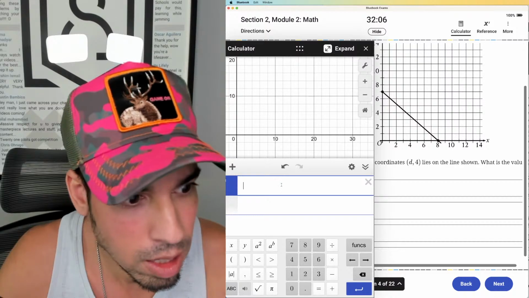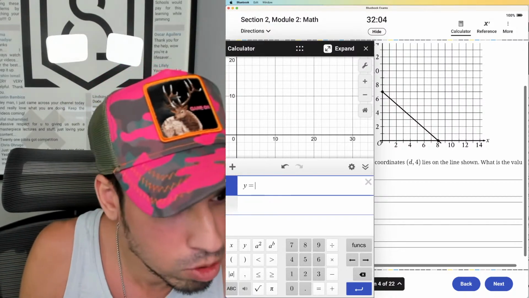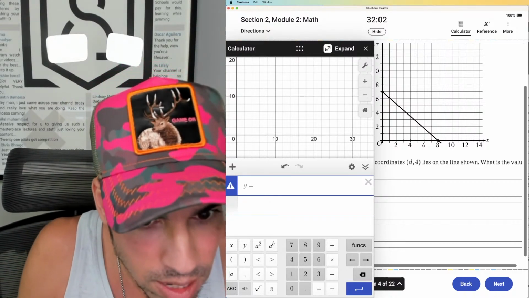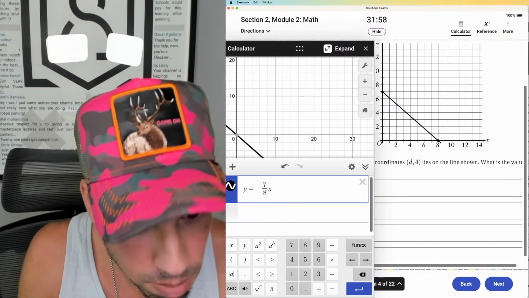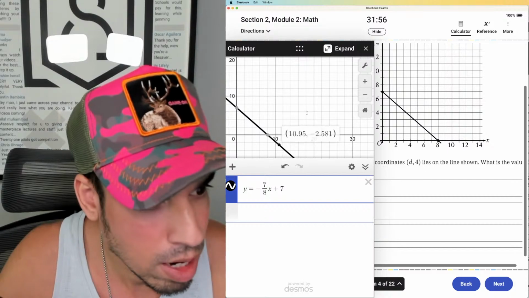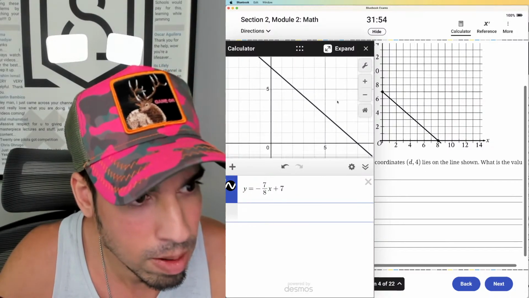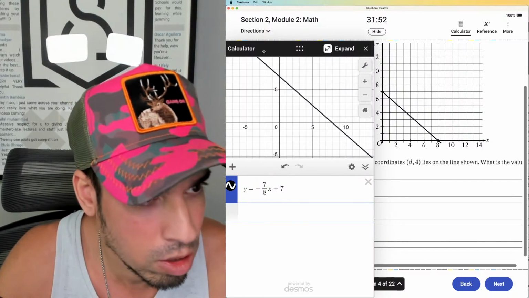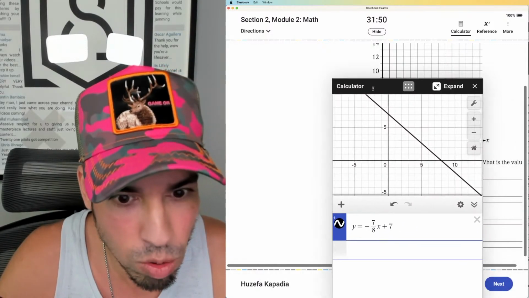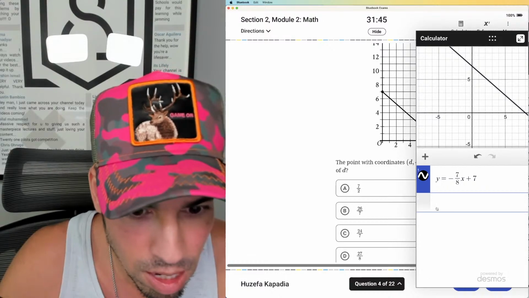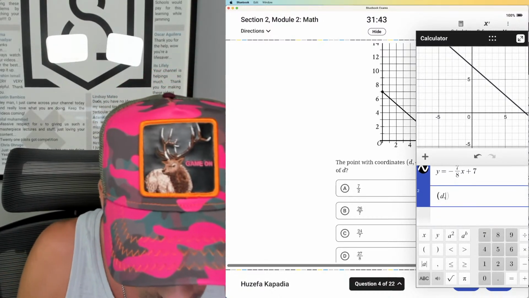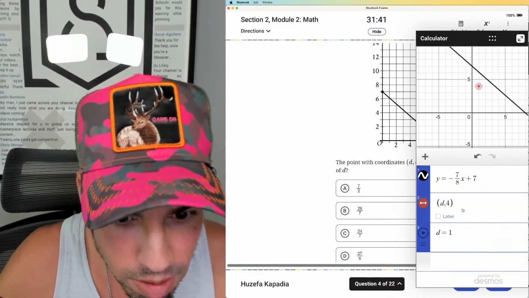I'm going to say, putting that equation in slope-intercept form, y equals negative 7/8 x plus 7. That's the slope, negative 7/8. Okay, so now we have this line. I'm using a little bit of knowledge to create that equation for the line, but it looks good. Now we're saying d comma 4, right? Which one is the right value of d?